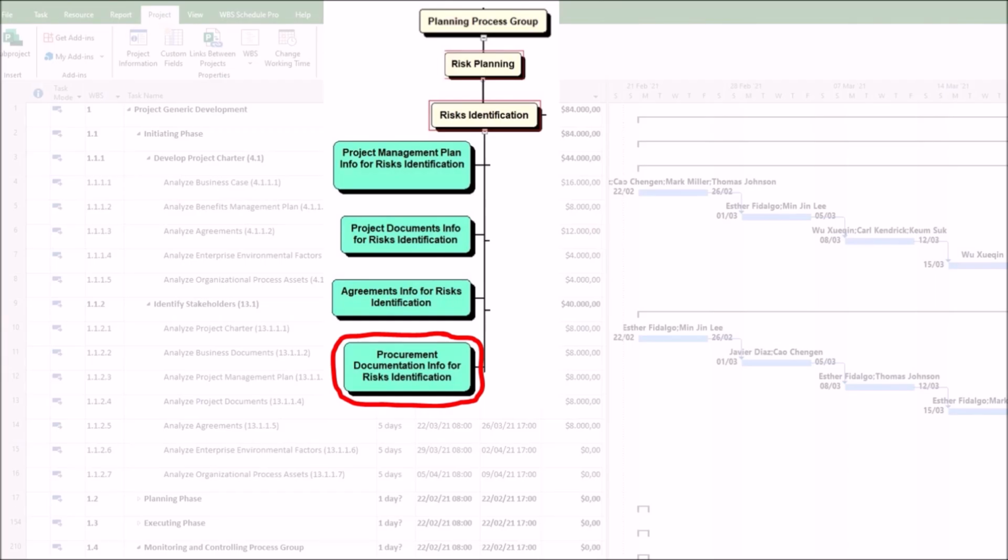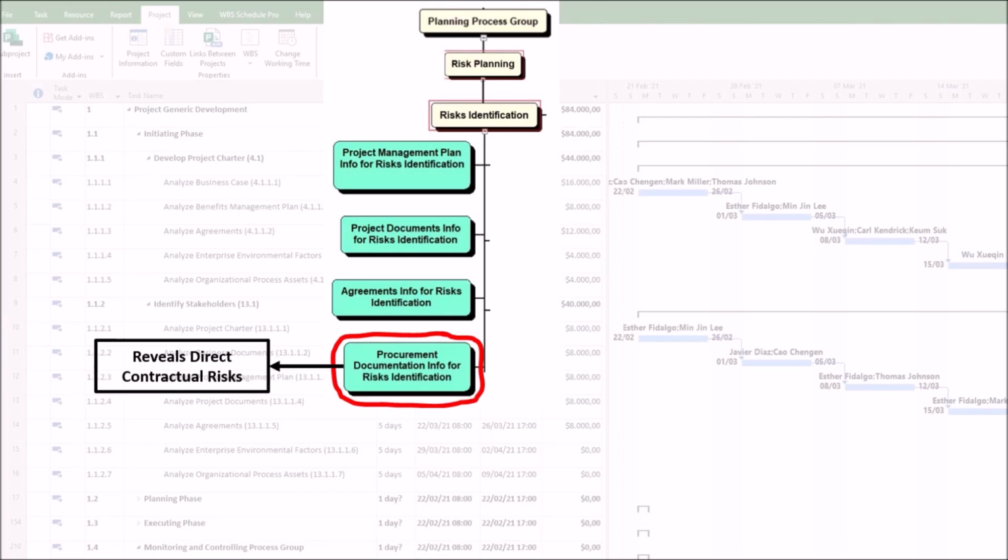How important is the input of procurement documentation to the identify risks process? The input of procurement documentation is critically important to the identify risks process. It is not just a minor input but a primary source of significant, high-impact risks. Here's a detailed breakdown of why it's so important.